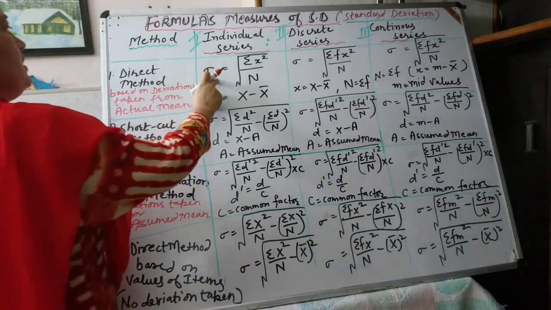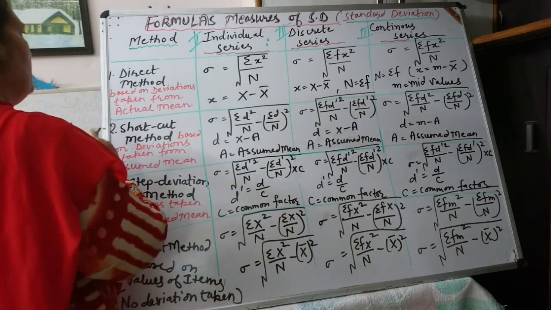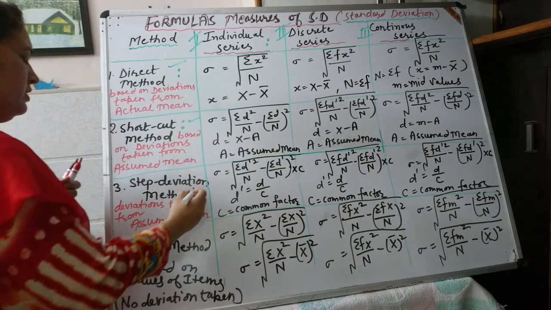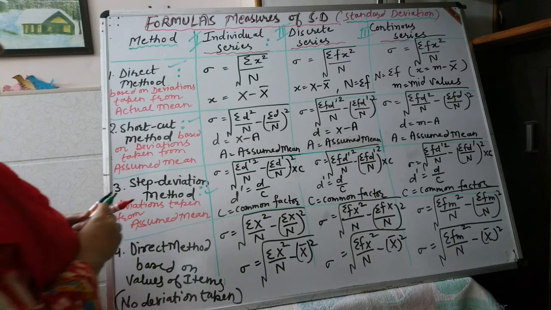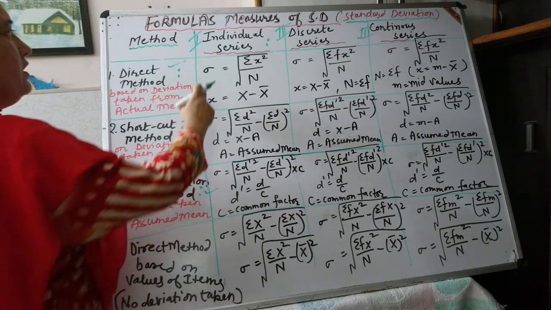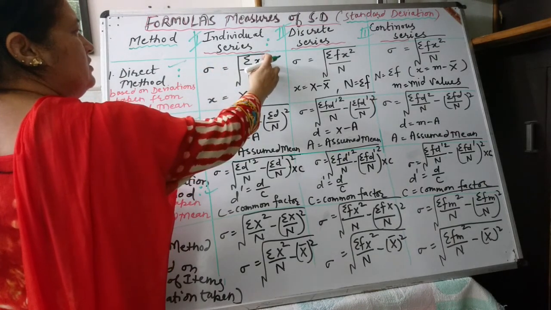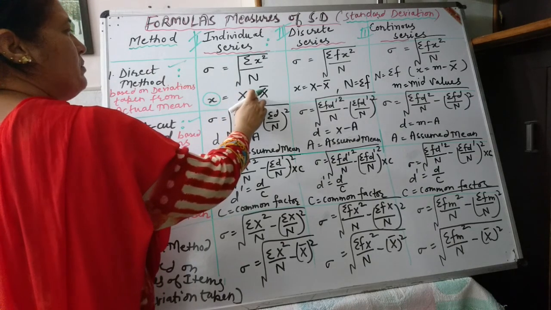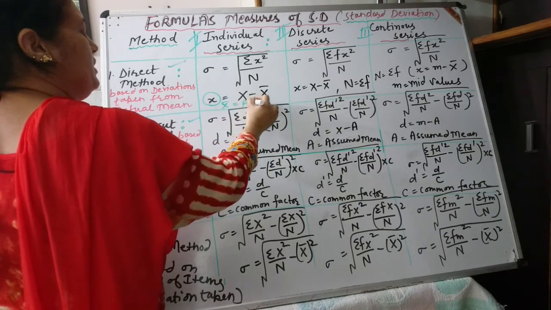In individual series we can calculate standard deviation by number 1 direct method, number 2 shortcut method, number 3 step deviation method. Now let us see how we can calculate standard deviation in individual series. What is the procedure? Standard deviation is equal to the square root of sigma x square divided by n. Small x is here because for the calculation of small x, we take x minus x bar, meaning the value of arithmetic mean.